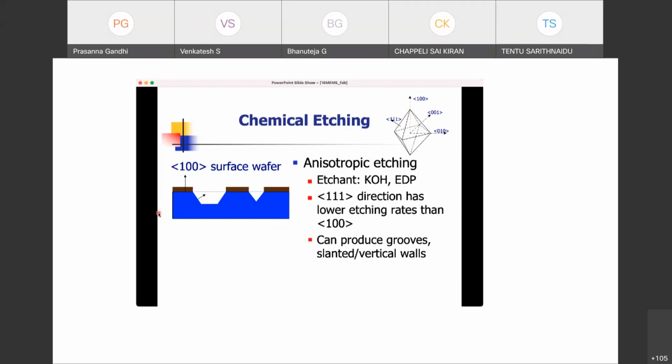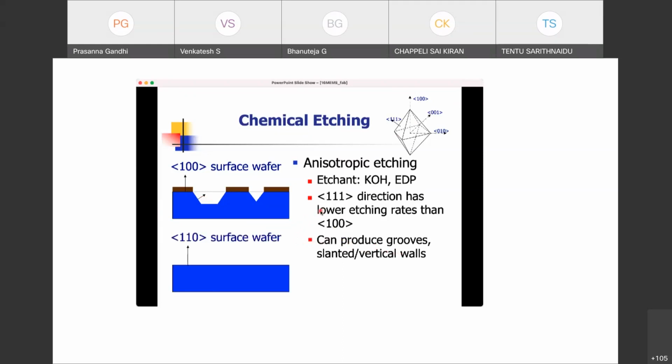So this is very useful for creating slanting shapes in whatever MEMS geometry you need for any application. So you can produce these slanted grooves. Or if you want an exactly vertical wall, then you need to select a wafer with a different direction such that the 111 direction is now vertical. Like that, we can plan some things.